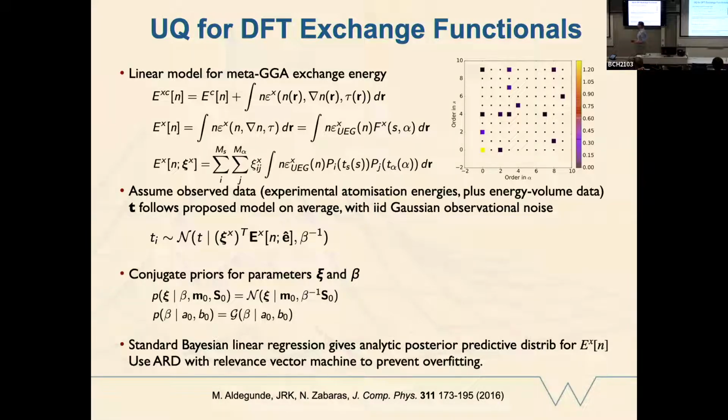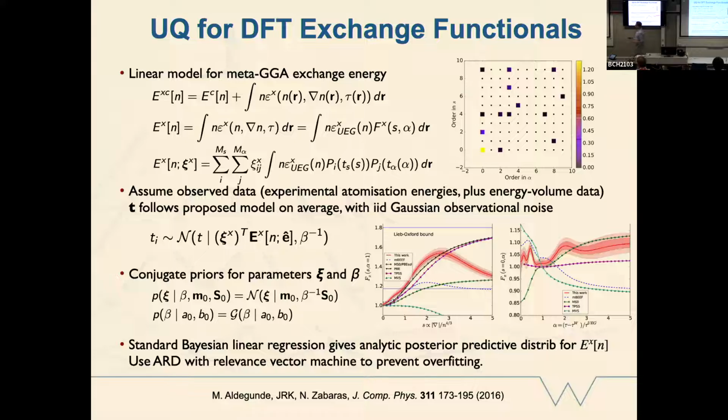Essentially, we use standard techniques. We use automatic relevance determination in combination with a relevance vector machine, so that we can have quite a big basis set. What I'm showing here is a 10 by 10 grid of these coefficients, of these Legendre polynomials, and the ones that are shown with small points are the ones that have been sent to zero by the relevance vector machine. So we only end up with a few coefficients, so we have quite a good description overall.